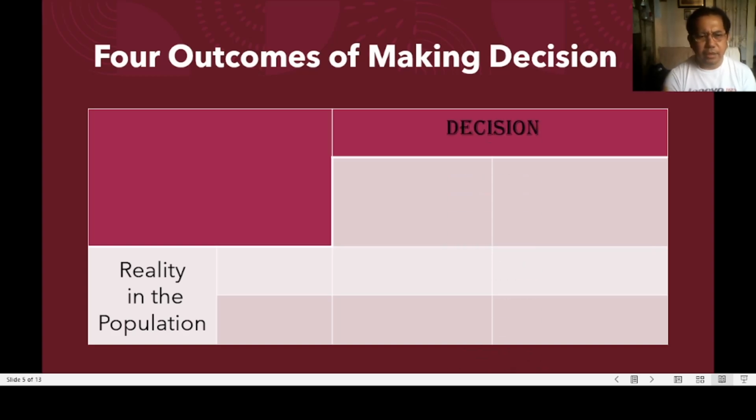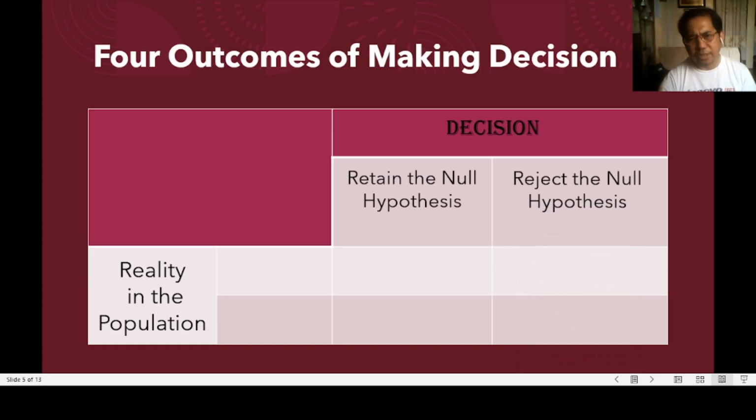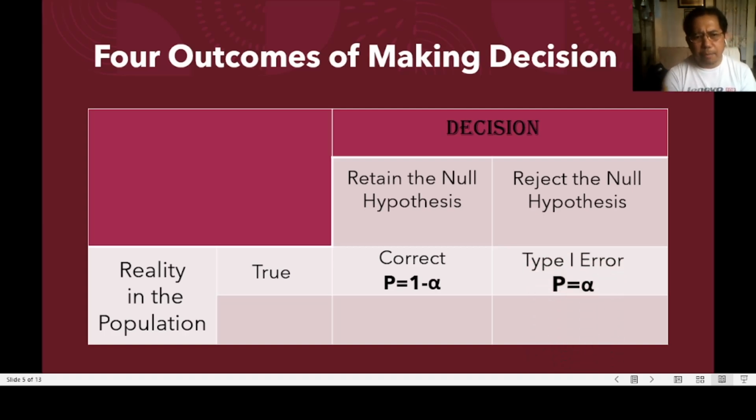Now notice that these four outcomes of making a decision are put into a table. The reality in the population is that when we decide, we might be retaining the null hypothesis, or we might reject the null hypothesis. When in the population the null hypothesis is true and we retain the null hypothesis, that could be the proper one. But when it so happens that the null hypothesis is true and you rejected the null hypothesis, that is considered to be a type 1 error.